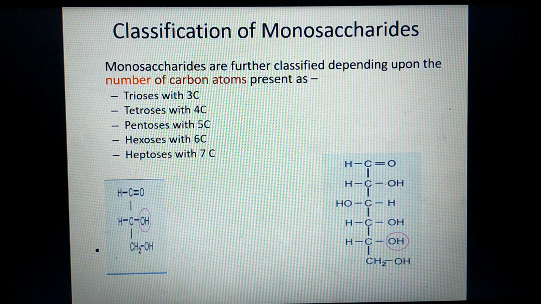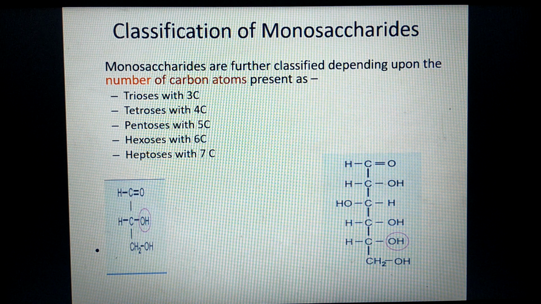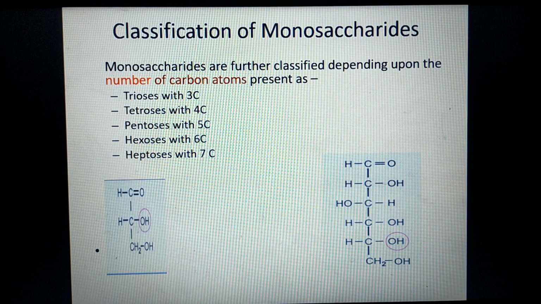These monosaccharides are further classified depending upon the number of carbon atoms present in them. So it starts with 3 carbon atoms called triose, 4 carbon atoms tetrose, 5 carbon atoms pentose, 6 carbon atoms hexose and 7 carbon atoms heptose. So these are the various types of monosaccharides depending upon the presence of carbon atoms.